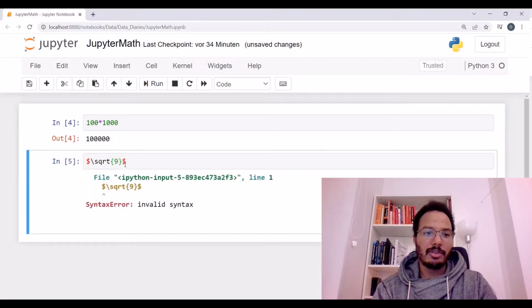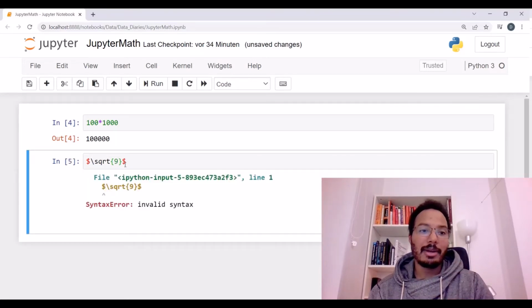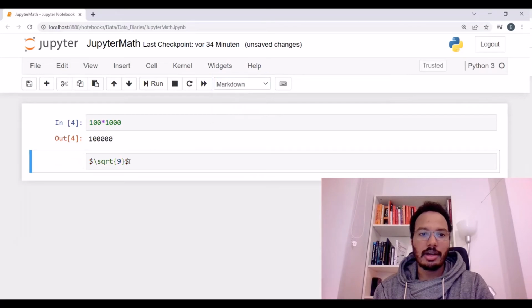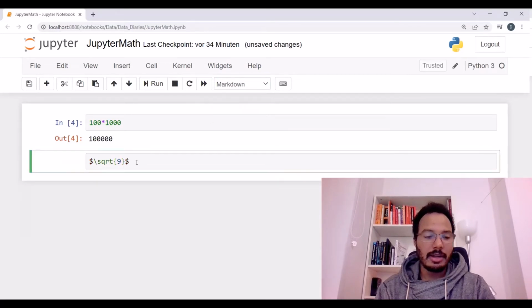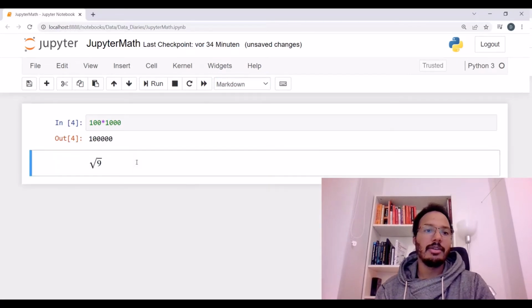So let me confirm this, and I'm getting an error. Why am I getting an error? Because this is a code cell. In order to display LaTeX, it has to be a markdown cell. So I switch to the markdown cell and run it again. So this is a standard way of displaying it in a formatted way.